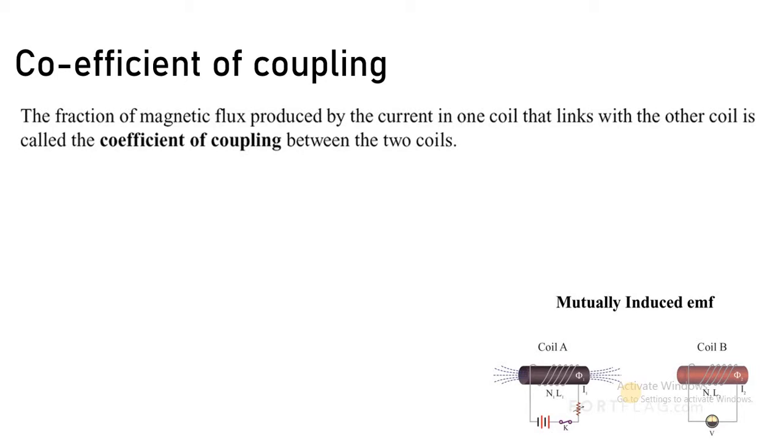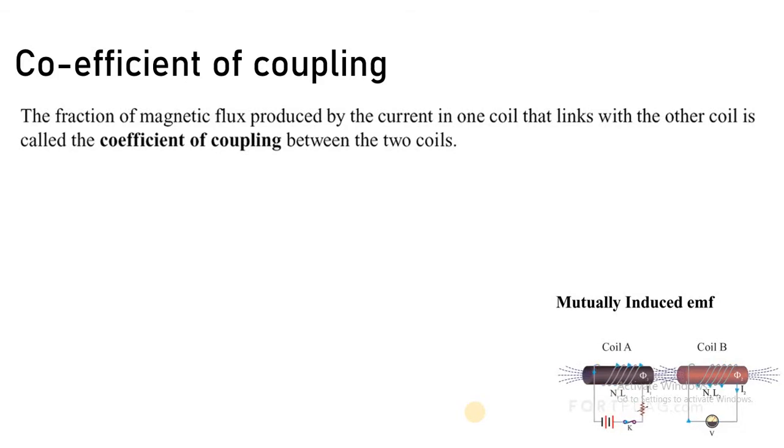And when coil A moves near to coil B, these 50 flux lines will try to link with coil B. But practically all 50 flux lines cannot link with coil B. Suppose coil B is able to link only 25 flux lines, then it means that a fraction of the flux lines of coil A is going to be linked with coil B. And how much is that fraction? That fraction is 0.5, that is half.